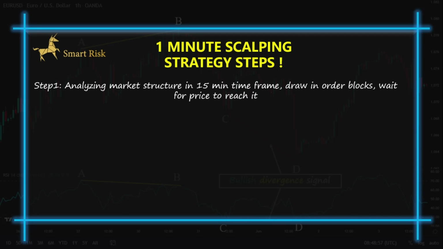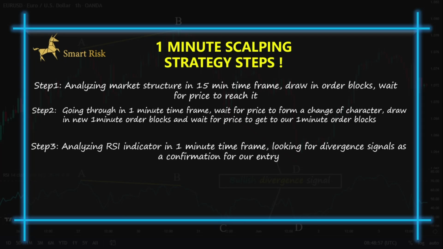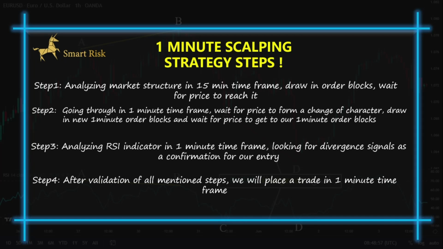1. Analyze market structure in 15-minute time frame and draw in order blocks and wait for price to reach it. 2. Going through in 1-minute time frame and wait for price to form a change of character, then draw in new 1-minute order blocks and wait for price to get to our 1-minute order blocks. 3. Analyze RSI indicator in 1-minute time frame, looking for divergence signals as a confirmation for our entry. Step 4. After validation of all steps, we will place a trade in 1-minute time frame. So guys, let's try these steps on the price chart.